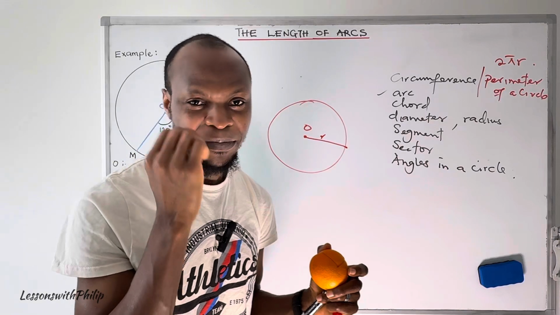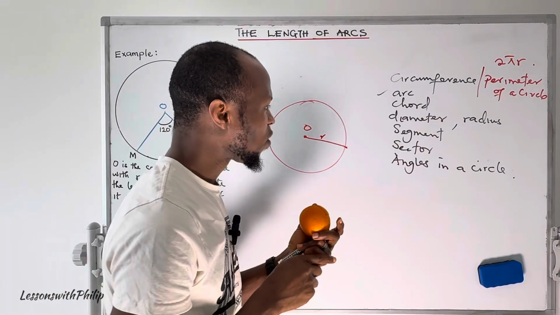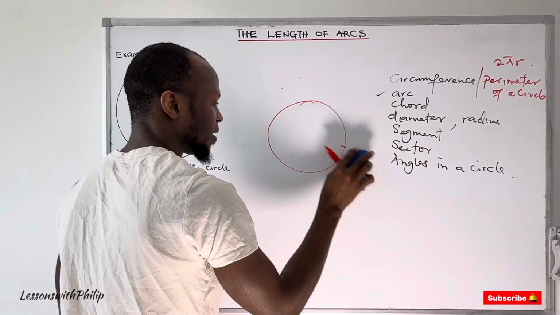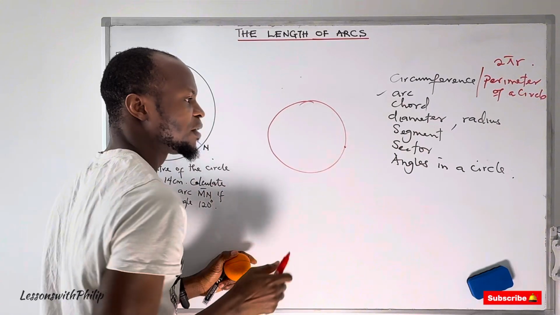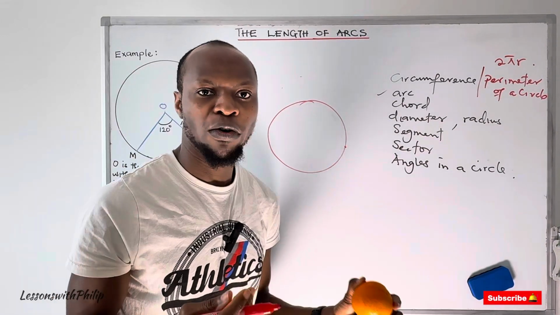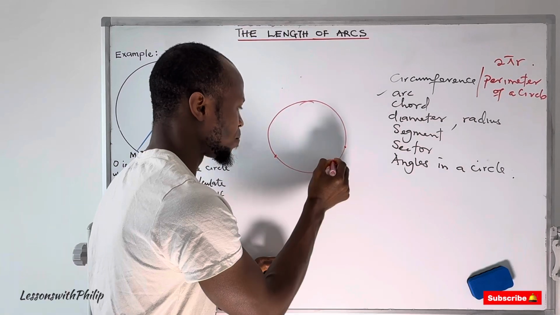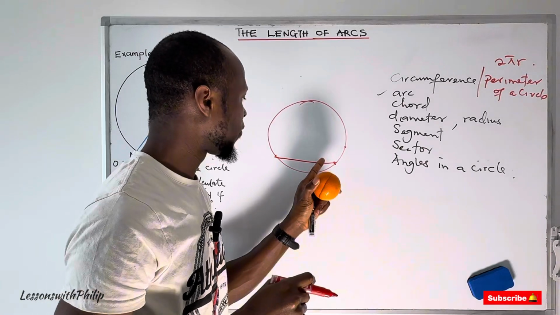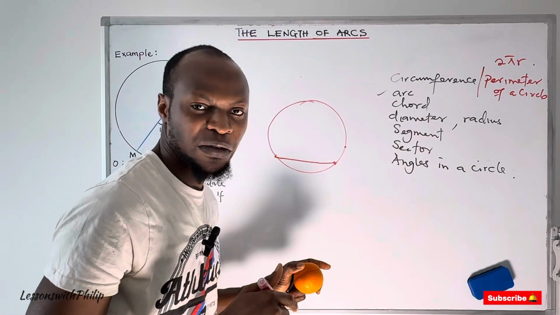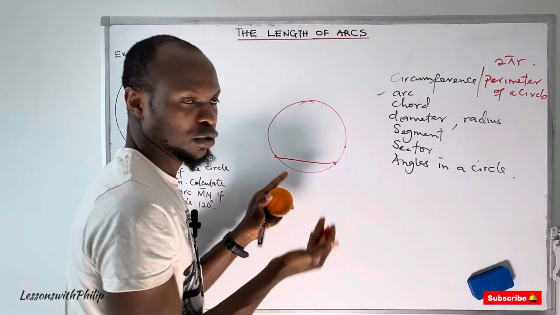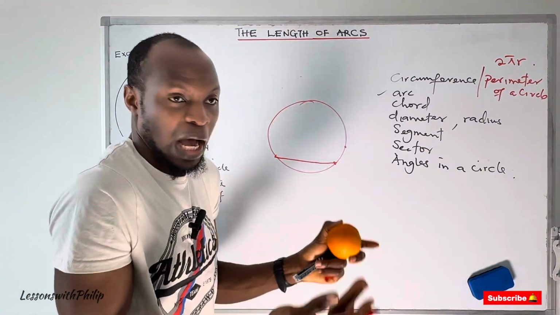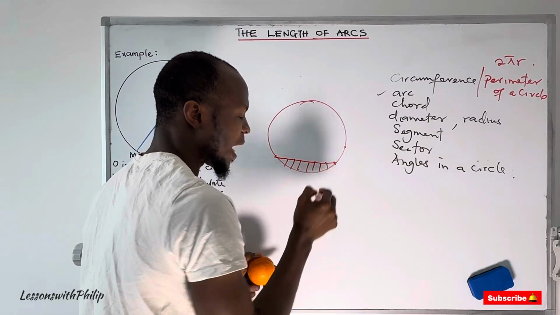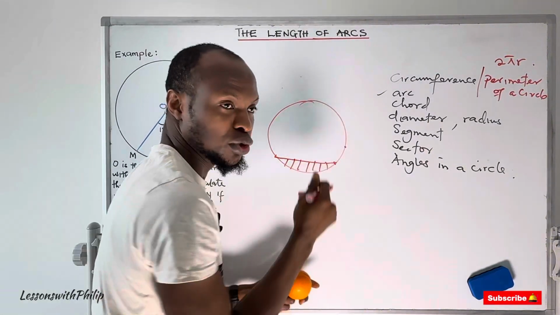What about segment? Let me draw this now, so that you understand better. Don't forget, I have 2 points. When you draw a chord to join 2 points on the circumference of a circle, this chord divides the circle into 2 halves, either equal or not equal. Now, this half is known as a segment, and the other one too is also a segment.